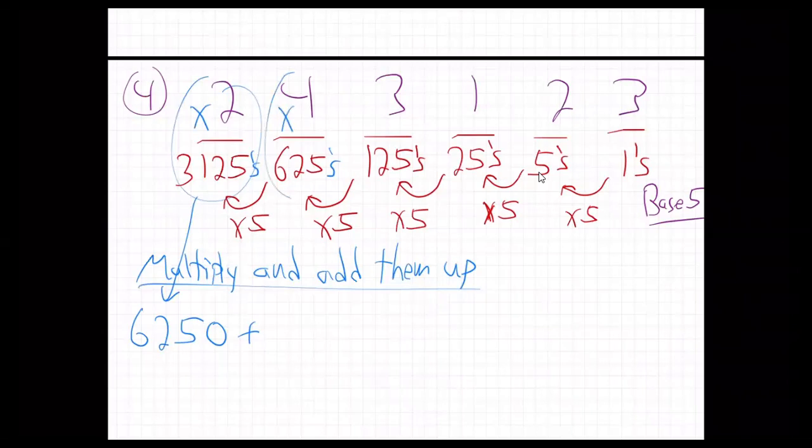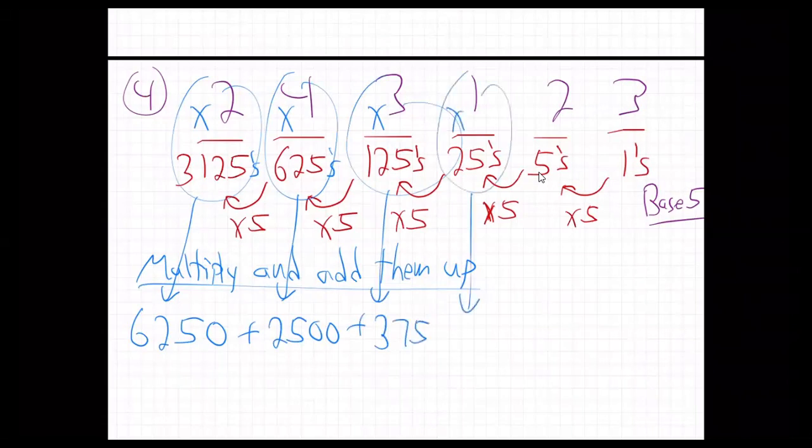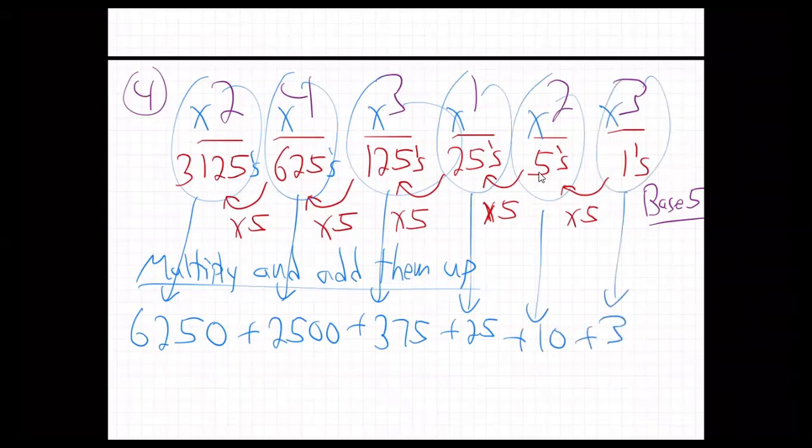4 in the 625's place. 4 times 625 is 2500. Let me use my calculator. Yeah, 2500. And then 3 in the 125's place, 375. 1 in the 25's place is 25. 2 in the 5's place is 10. And 3 in the 1's place is just 3.